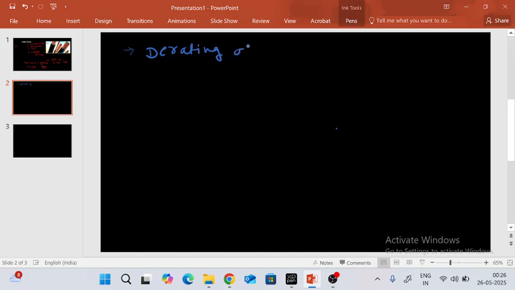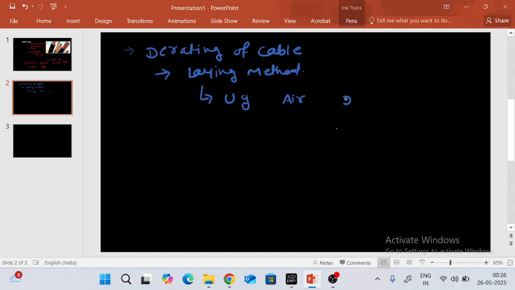So, derating of cable. The first factor is the laying method. This is the physical parameter that basically derates or increases the cable ampacity. For example, if you are laying the cable in an underground area or in a duct, in all these cases, the ampacity of the cable is reduced.